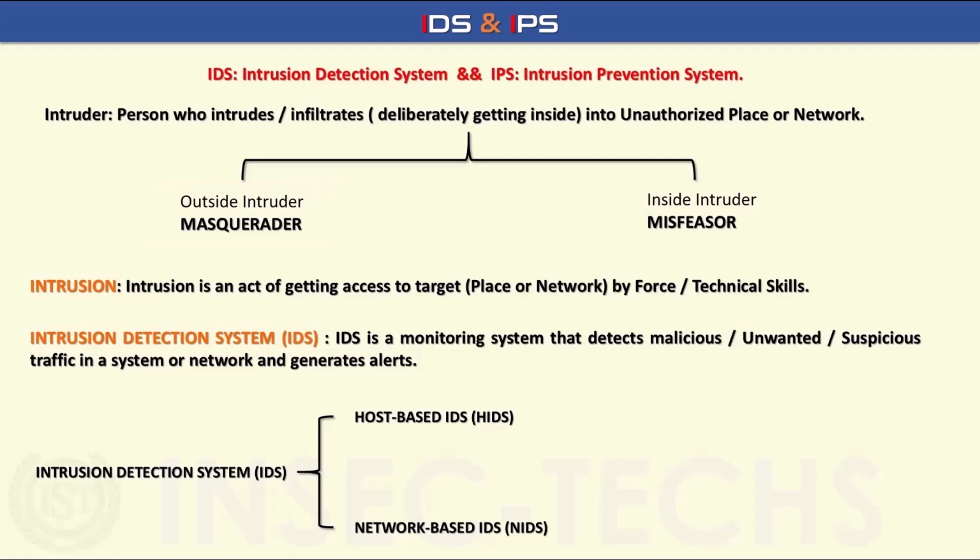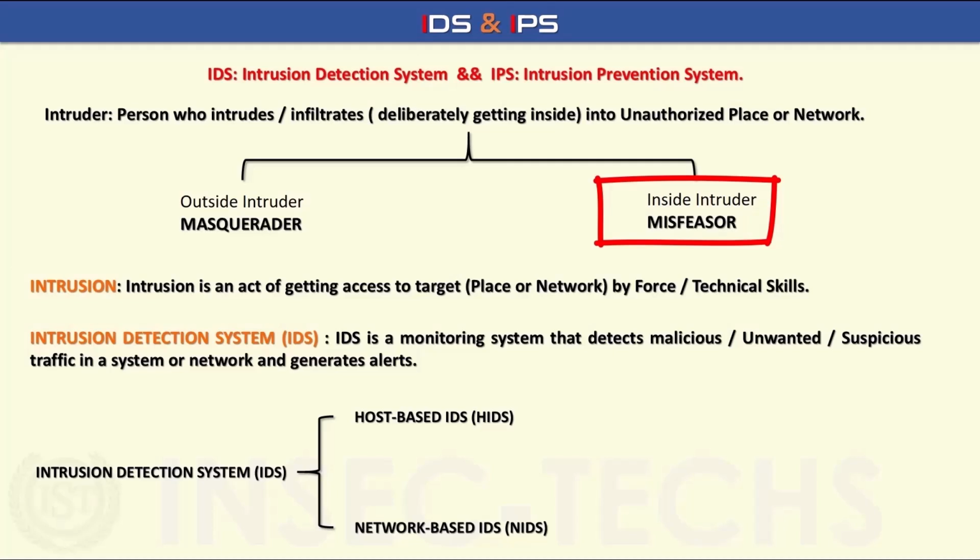However, an inside intruder, who is also called a misfeasor, has access to resources on the network because he is an insider. Even though an inside intruder or misfeasor has access to certain resources, meaning he is authorized to access certain resources over the network, he may not have permission to access some other resources on the same network. Say, for example, a company has two different departments or many different departments.